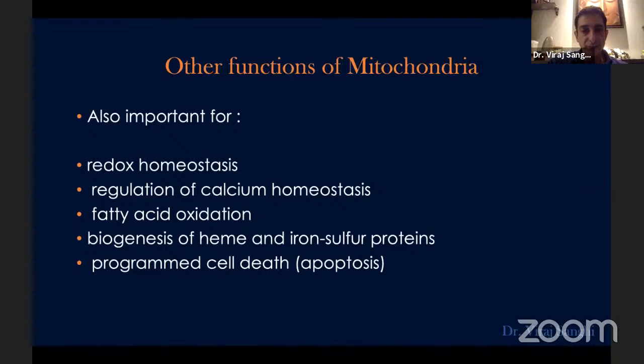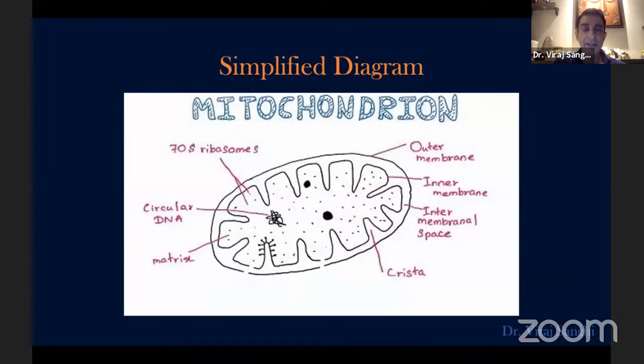Mitochondria also play a very important role in apoptosis. And this is just a diagram for you all to use in your exams. If you do get a full question on mitochondrial diseases, do draw this diagram. It definitely carries a lot of weightage, and it's a very simplified representation of what I just showed you.